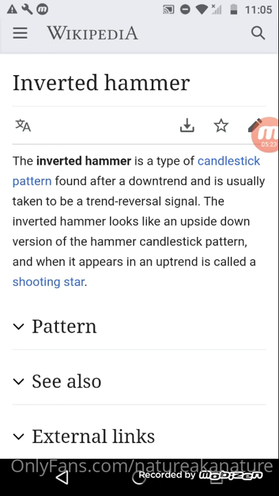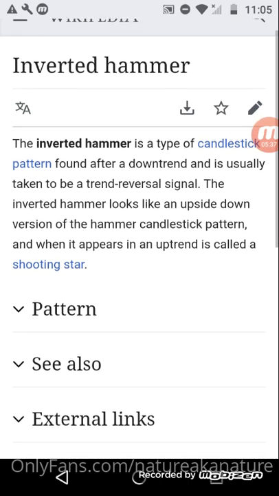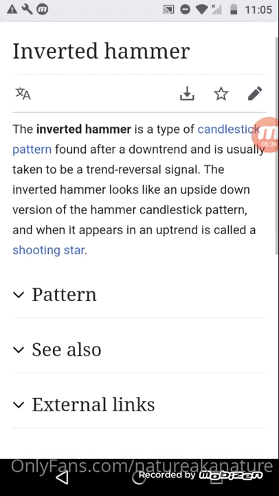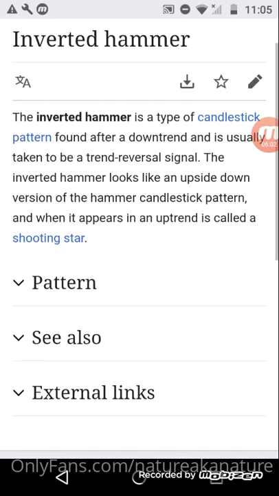An inverted hammer looks like an upside down version of a hammer candlestick pattern. We're also going to go over the hammer candlestick pattern. Usually with a hammer, you'll see the body at the top and then the wick at the bottom. So the inverted hammer is just a hammer facing upside down. It looks like an upside down hammer, and it's called an inverted hammer.